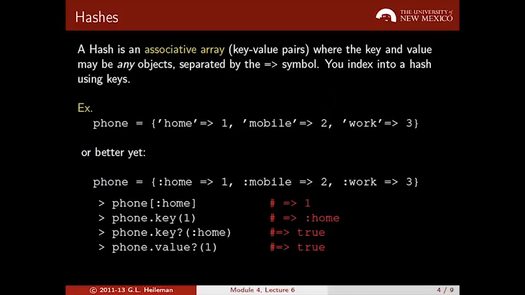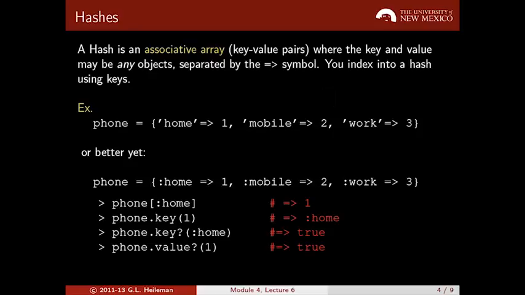If I create the one that I just showed you, this last one, and then go into IRB and type phone with the brackets home, it'll return the number 1. So it's associated the symbol home with the number 1. And if I want to know the key associated with 1, it'll return home. So that's how you get the key rather than the value.